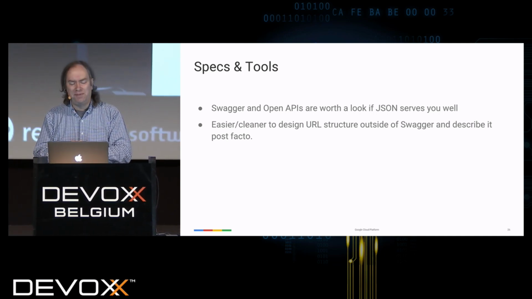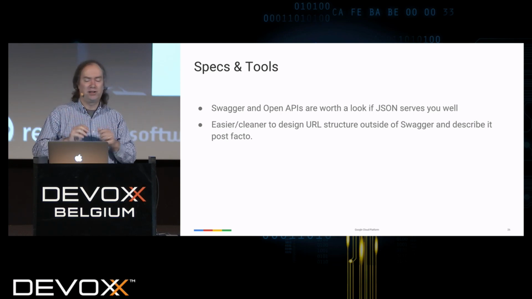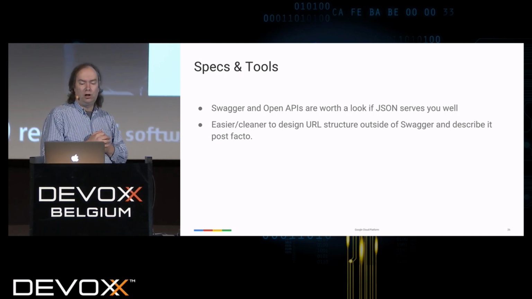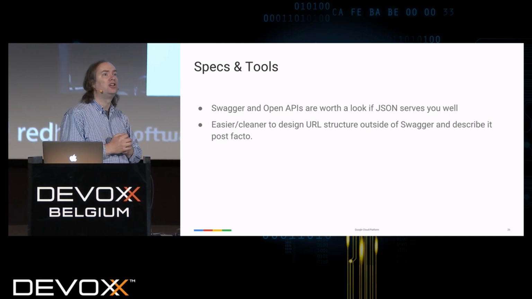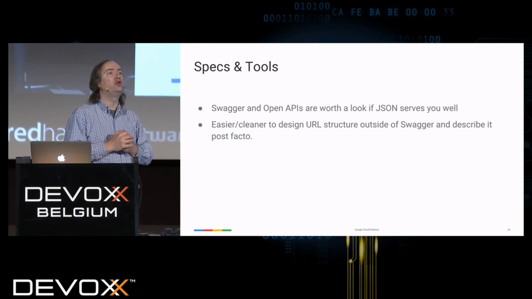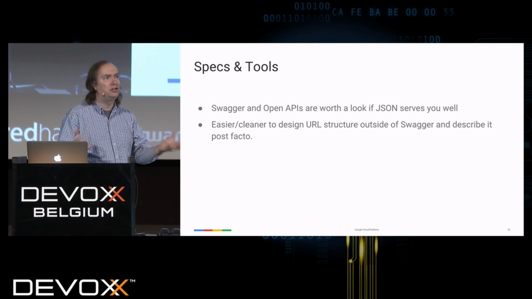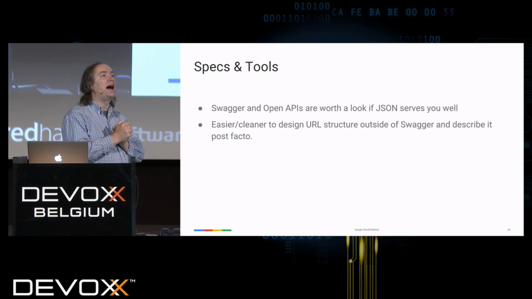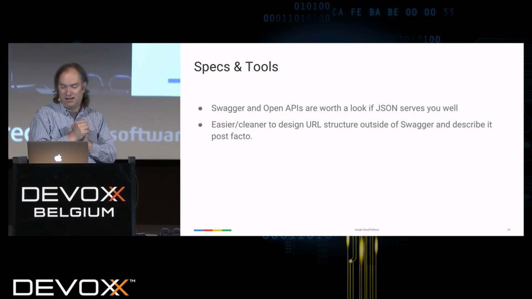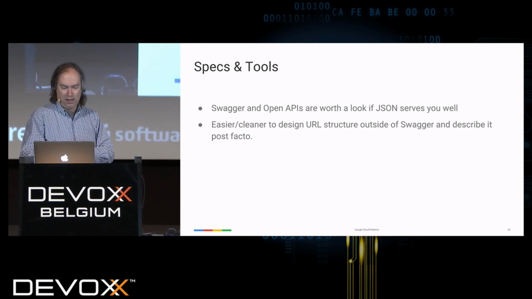Swagger and the Open APIs project are an interesting idea for documentation if you're using primarily JSON. If you're using XML or something else, not so much. But a lot of us are using JSON these days, so I would say worth a look. I would suggest you design your URL structure outside of Swagger first by thinking about the use cases, thinking about what the client needs to do, and then document that in Swagger. Treat it as documentation, not as design. Again, I keep coming back to that theme.